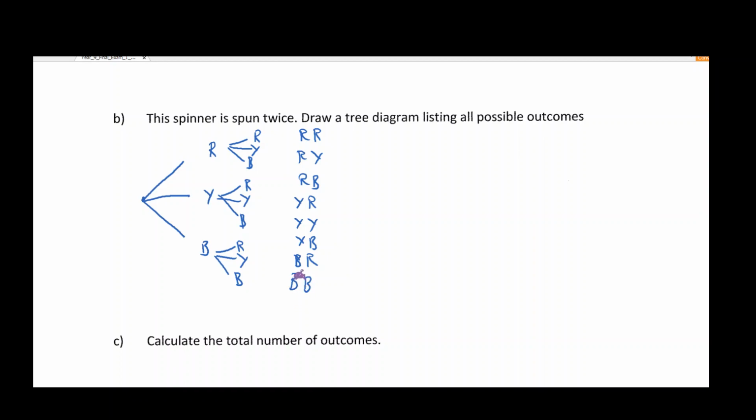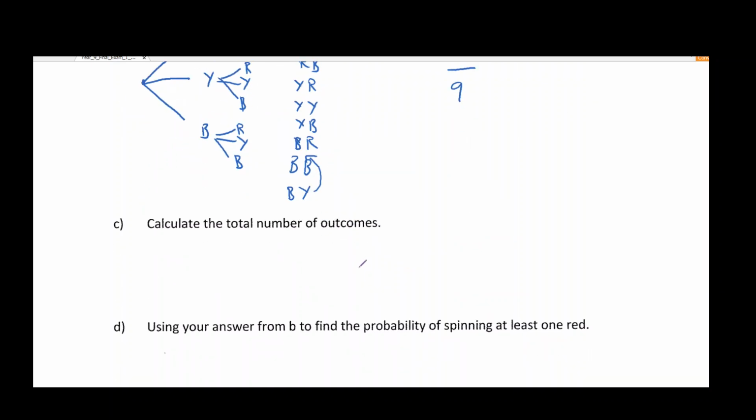9 outcomes. And you could have blue, red. I've got that one. You could have blue, yellow. There should be a blue, yellow there. Blue, yellow. That should be up in there. Forgot one. 9 outcomes. So our denominator is 9. Calculate the number of outcomes.